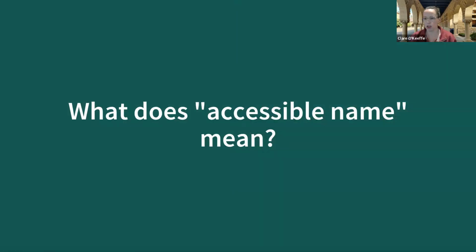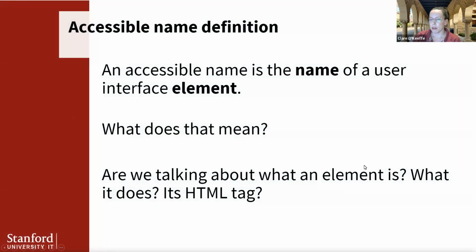So again, let's start with, what does it really mean when we say accessible name? The definition of it, we'll say, is the name of a user interface element. That's kind of technical, and you might not know what exactly that is referring to. So what does that mean? Are we talking about what an element is? Is it a link or a button? Are we talking about what it does, what action it performs? Are we talking about the HTML tag that actually makes up the element that we're looking at?